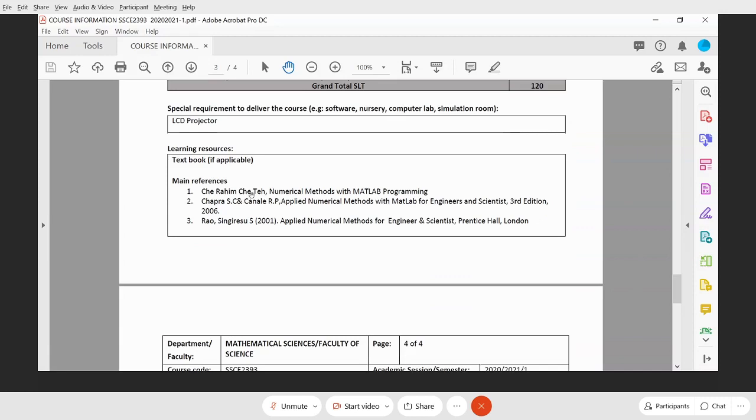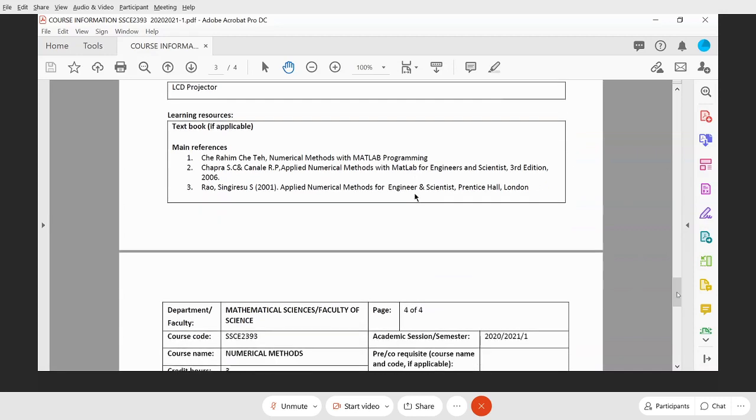For the textbook, the main reference would be the textbook written by Cik Rahim Cik Teh, Numerical Methods with MATLAB Programming. If you already have this book, just use it. No need to get a new version, it is basically the same one. If you plan to buy this book, I'll share later the contact number of Encik Rahim, because you are at home, so the author will post it to your home. So you can deal directly with Encik Rahim. I'll put it in the group after this.